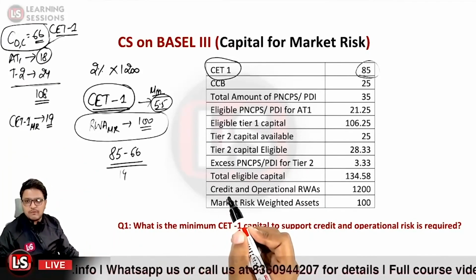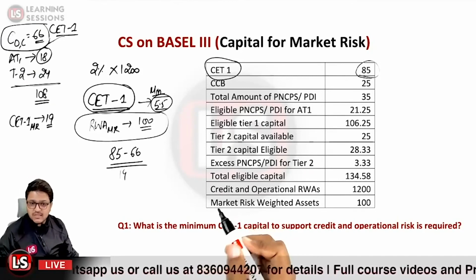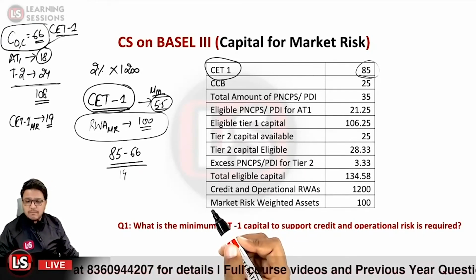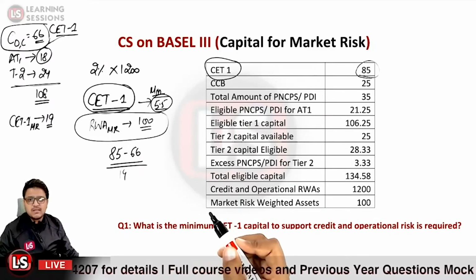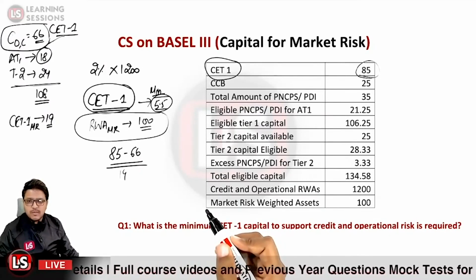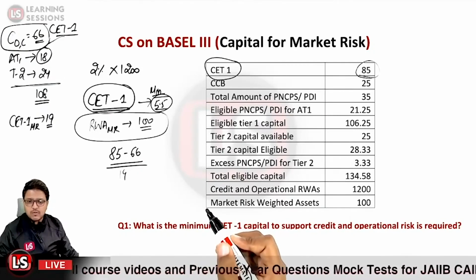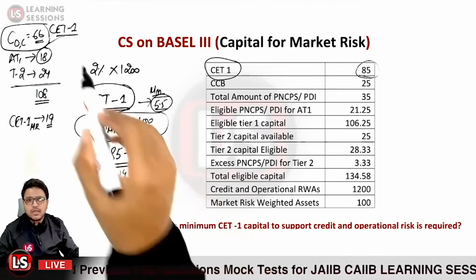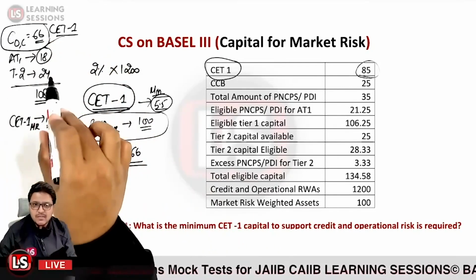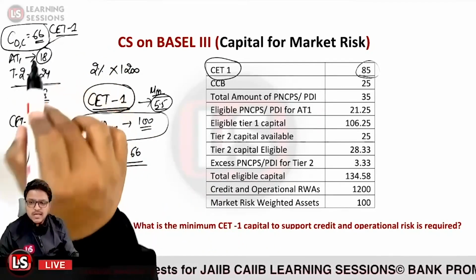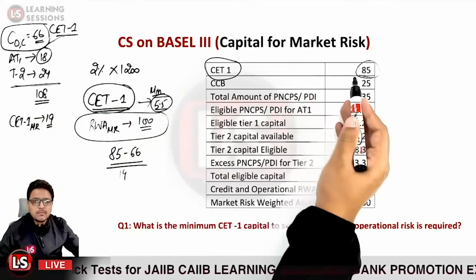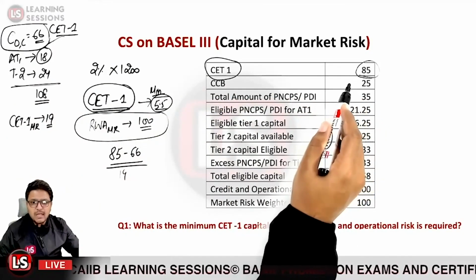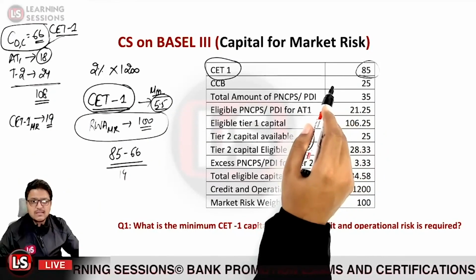It is not 5.5. You need to look into the factor that for CET1, they have not asked for the minimum percentage. They have simply asked for the CET1 itself. So we will be subtracting the CET1 that was to be maintained for the operational risk and the credit risk, which we calculated to be 66, from the total CET1 available. The total CET1 available with us is 85. So we subtracted 85 minus 66, that is 19.